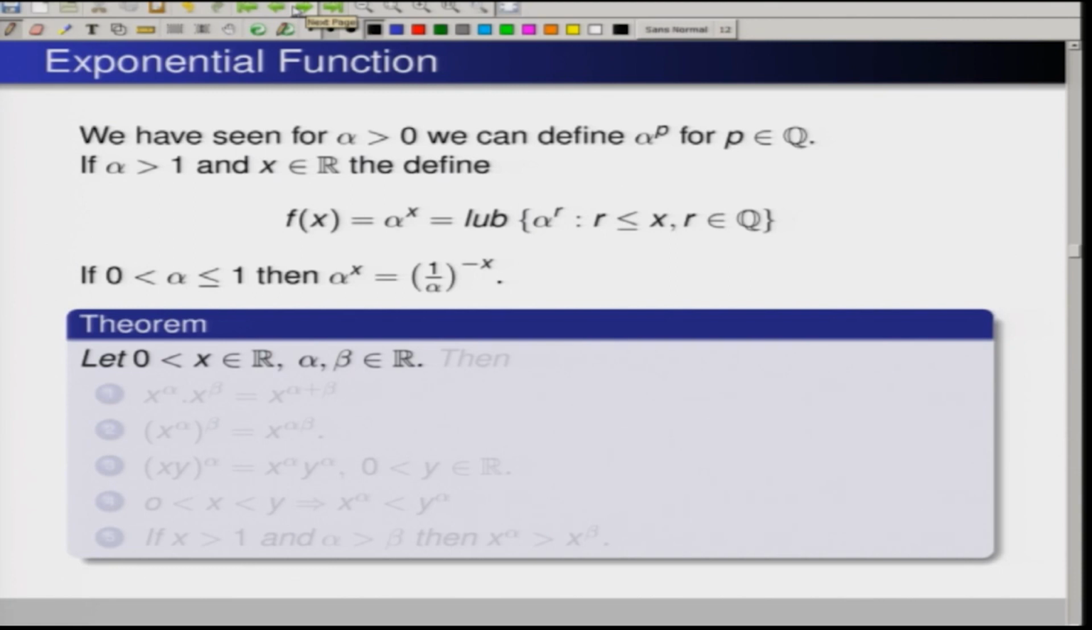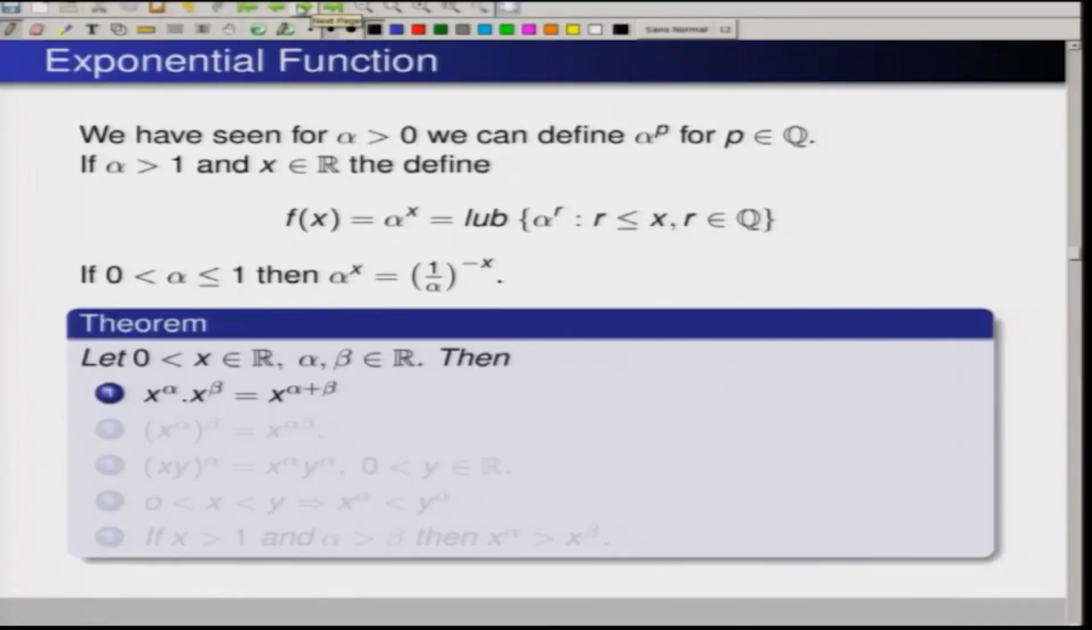Now, let us take x greater than 0, and alpha and beta are two real numbers. Then what we have seen is that x to the power alpha is defined because x is greater than 0 and alpha is any real number. x to the power beta is also defined. So definitely these two are real numbers. So, we can define x to the power alpha into x to the power beta, which is a real number, because the real numbers form a field.